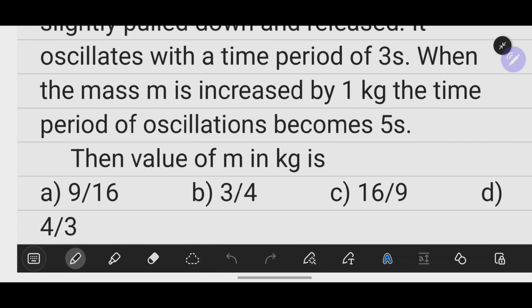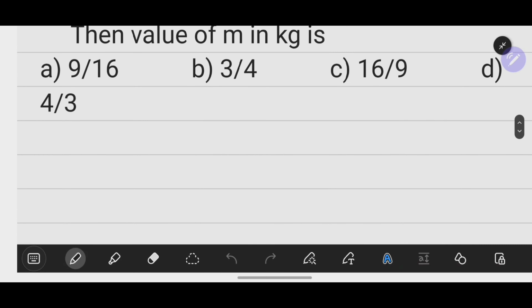The options given below are A 9 by 16, B 3 by 4, C 16 by 9, and D 4 by 3. Amongst all these options, which one is correct, that we are going to decide. But first, knowing the data which is given, let us see the solution.